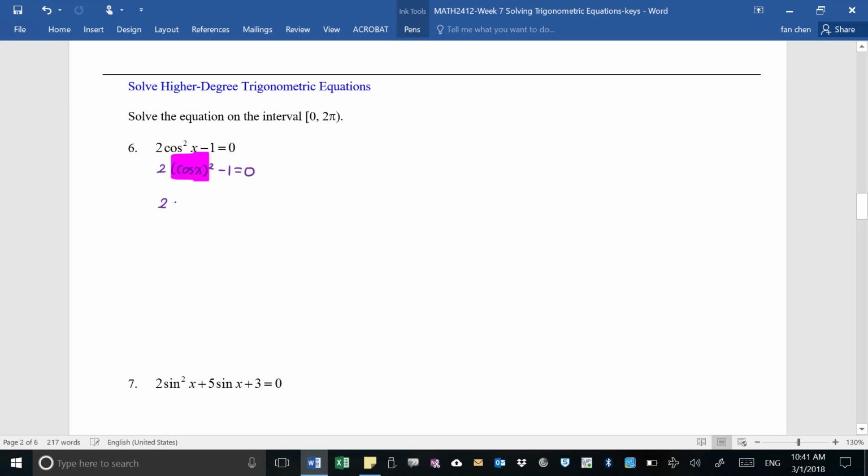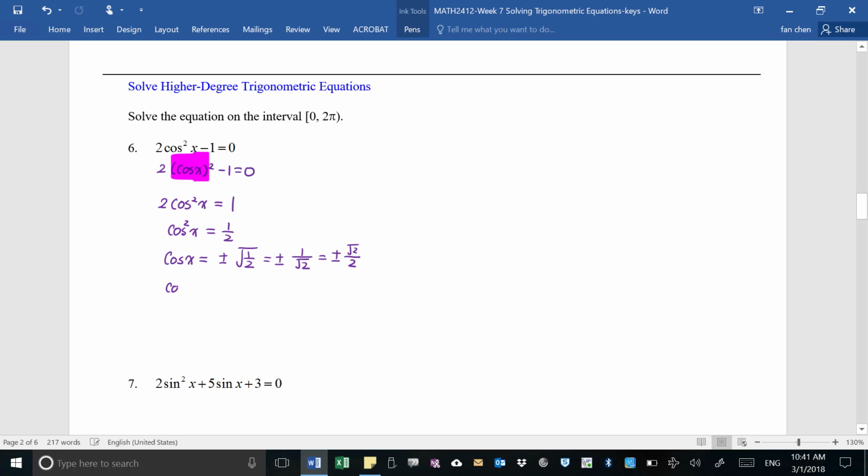The way we solve for that is move the 1 to the other side, divide by 2, right? And take the square root. When you take the square root, cosine x can be positive or negative square root of 1 over 2, which is positive negative 1 over square root 2, which is positive negative square root 2 over 2, whatever way you see it. And so we have two cases.